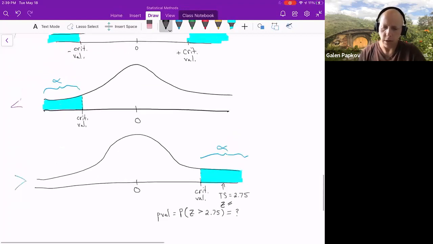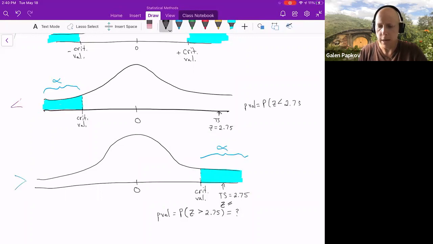Let's pretend that we had the same test statistic here in that middle figure. And so this is z equals 2.75. In this case, the p-value would be the probability, and if it's still a z-test, it would be the probability that z is less than 2.75. Again, because for this picture, it is a left-tailed test. And so whatever this lookup is from your table, that would be your p-value.